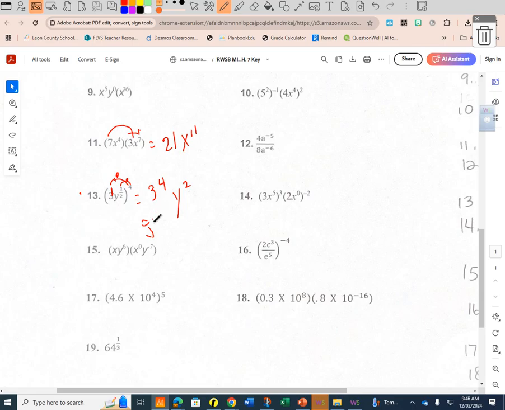I can't tell, but if you look in the digital copy, the 4 will tell you what it's at. What'd you say? 81. 3 to the 4th power is 81. So the final answer here is 81 y to the 2nd power.